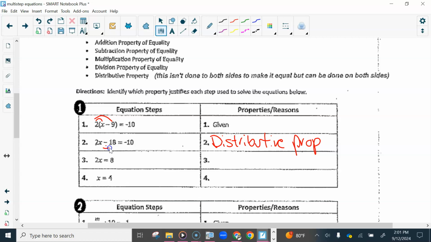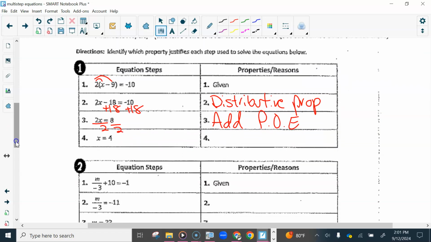Adding. There we go. We added 18 to both sides. That would be your addition property of equality. I'm just going to put add POE. And then the last step, from step 3 to step 4. Okay. Division property of equality. They divided by 2 on both sides.